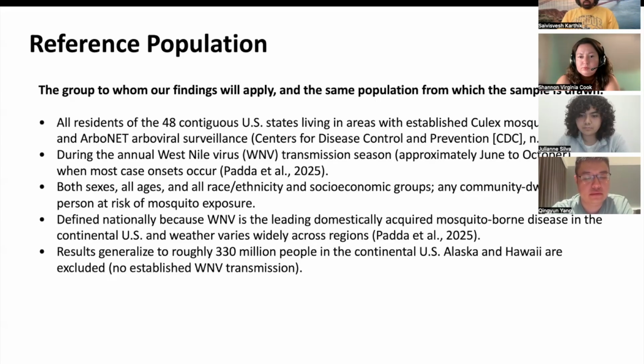The population also includes both sexes, all ages, all race and ethnicities, as well as all socioeconomic groups. Essentially, it's anyone who can be bit by a potentially infected mosquito. So practically, this means that the results are meant to generalize across the 330-ish million people in the US, minus those living in Alaska and Hawaii because they lack an established WNV transmission.